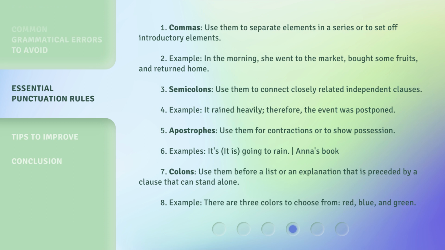6. Examples. It's going to rain. Anna's book. 7. Colons. Use them before a list or an explanation that is preceded by a clause that can stand alone. 8. Example. There are 3 colors to choose from: red, blue, and green.